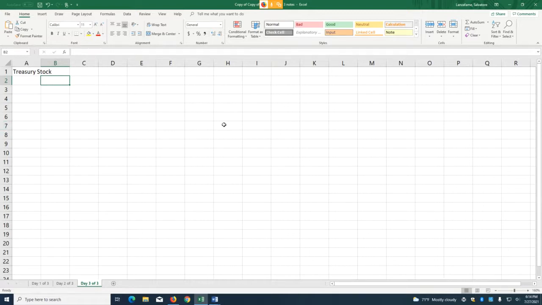Okay, so let's get into treasury stock so that we can get into that problem that looks just like the one you have to do for me. So when it comes to treasury stock, this is when a company buys back its own stock.